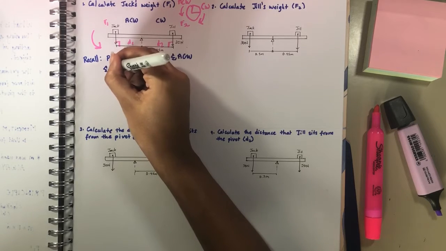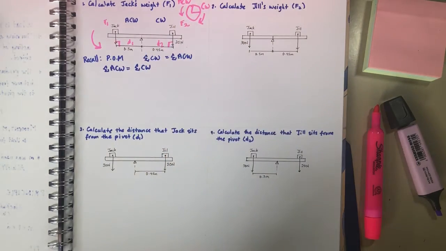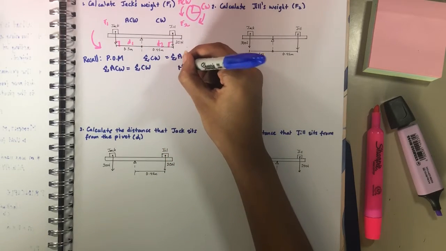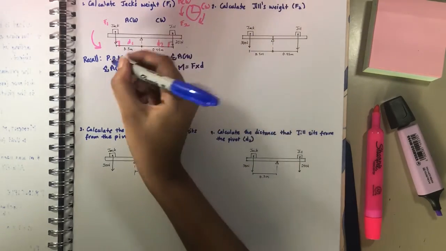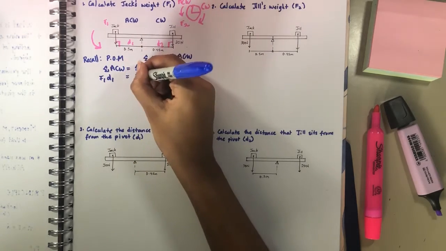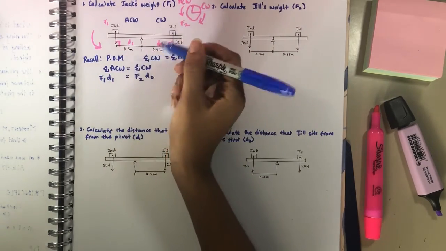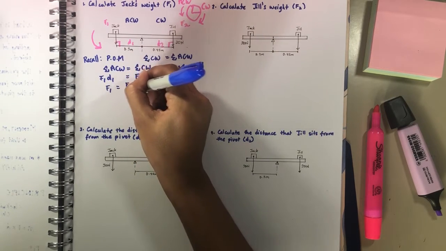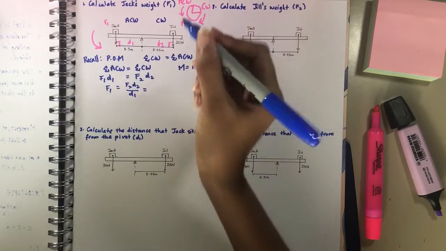So we could say the sum of anti-clockwise is equal to the sum of clockwise, right? So we know that M, or moment, is equal to force by distance, and we just said that from this, anti-clockwise moment would be F1 by D1 is equal to the clockwise, which would be F2 by D2. So we can transpose the formula. We're trying to find F1.